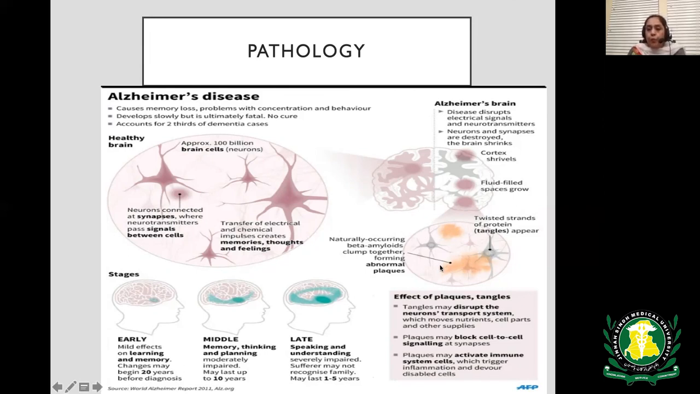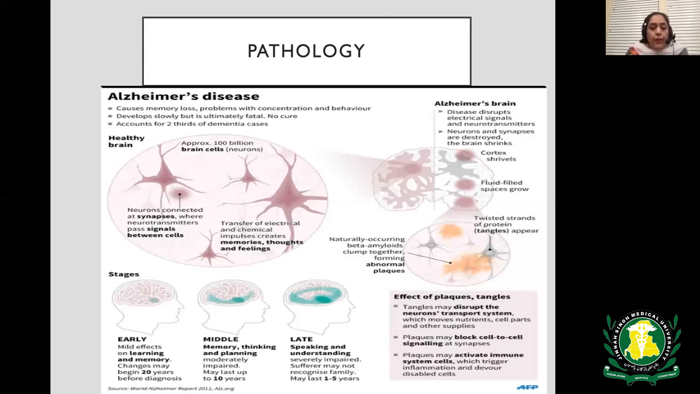When these abnormal proteins are deposited inside and outside the brain cells, what do they do? Tangles may disrupt the neuron's transport system, which moves nutrients, cell parts, and other supplies. Plaques, which are the amyloid, may block cell-to-cell signaling at synapses, and they also activate immune system cells, which trigger inflammation. Research on dementia and Alzheimer's disease suggests that the early, mild learning and memory changes inside the brain begin 20 years before the start of the symptoms.